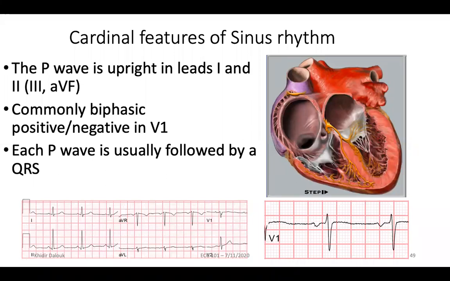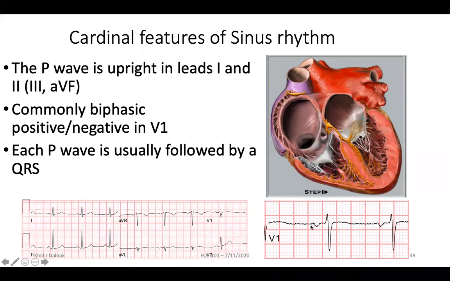Lead V1 is an anterior lead. So if you imagine the activation wavefront going towards lead V1, this will get you the initial positive deflection in V1. But anatomically, the left atrium is a posterior structure. So once the activation wavefront starts spreading to activate the left atrium, all activation wavefront is going away from V1, and that's why you get the negative deflection on the second half.